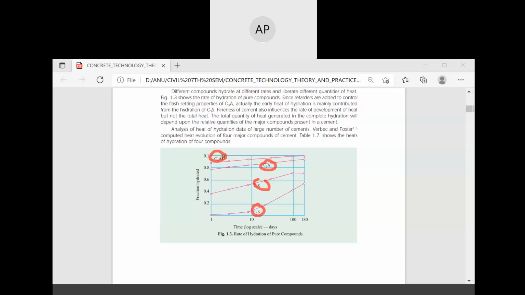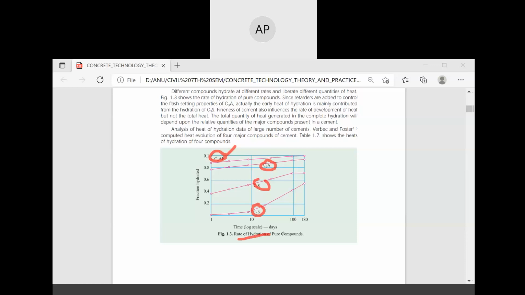Okay, so here the heat liberation of the C3A compound is very high as compared to C3S. The lowest heat of liberation occurs with C2S. What is C2S? Dicalcium silicate. Okay, these are the major compounds.